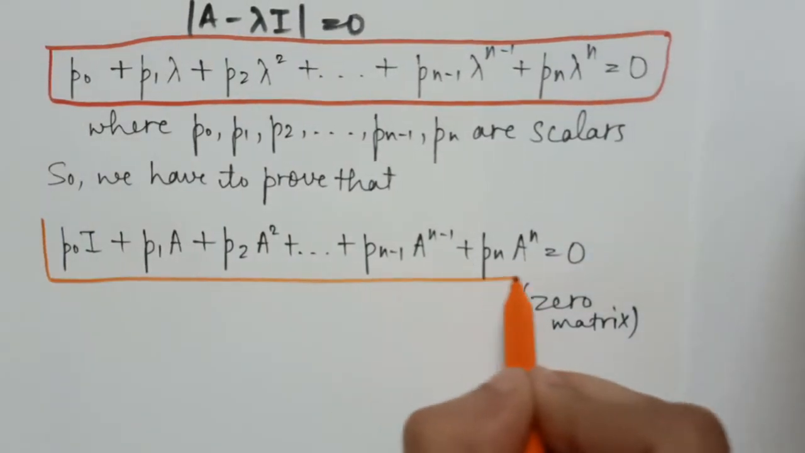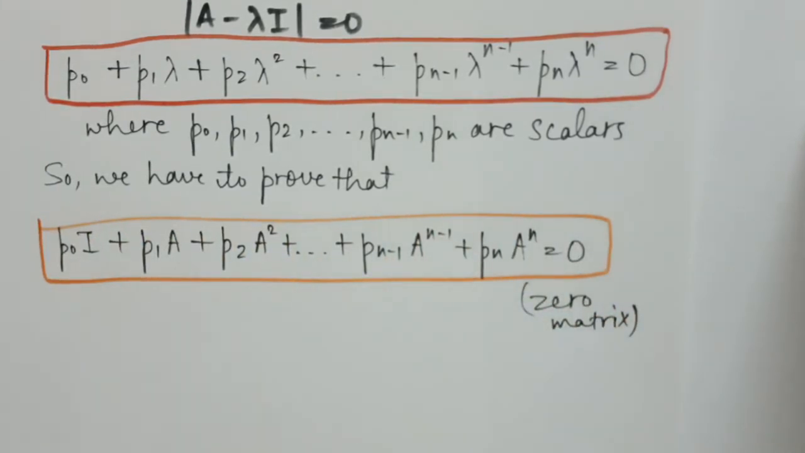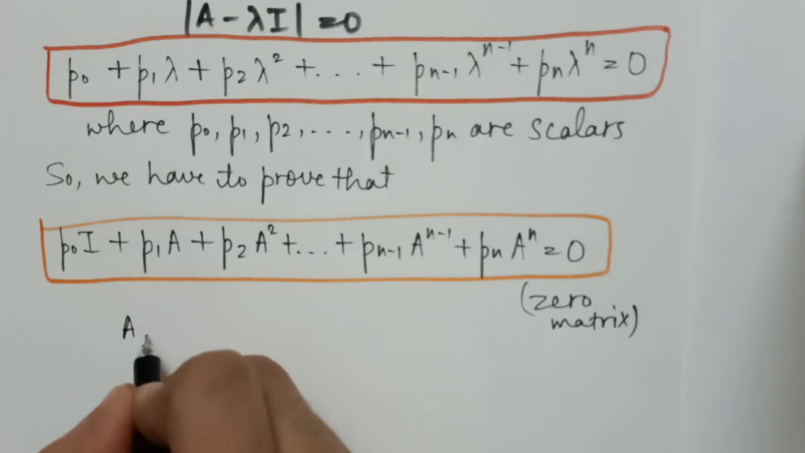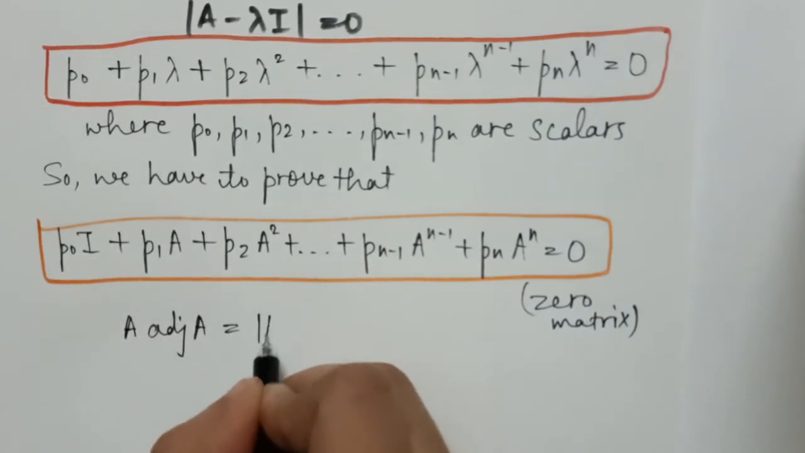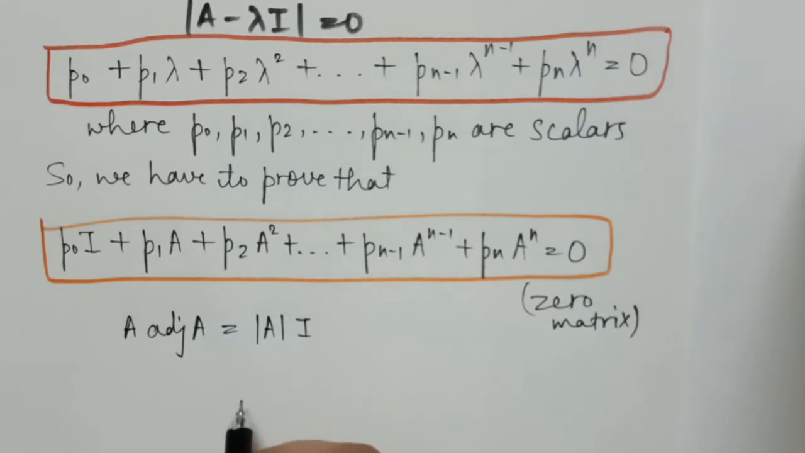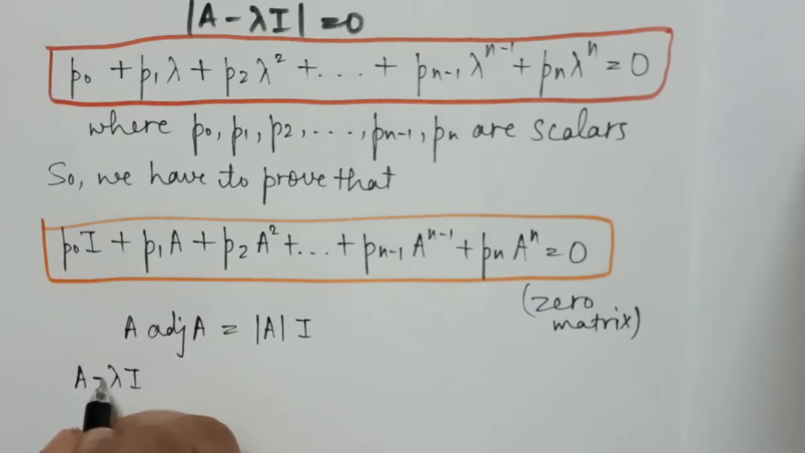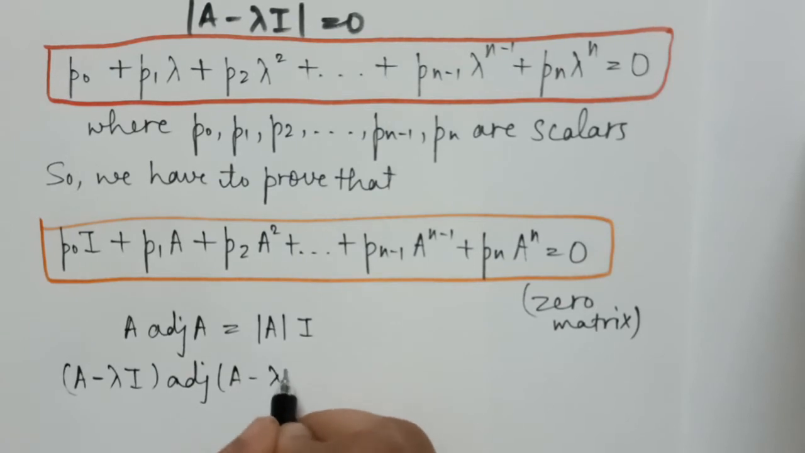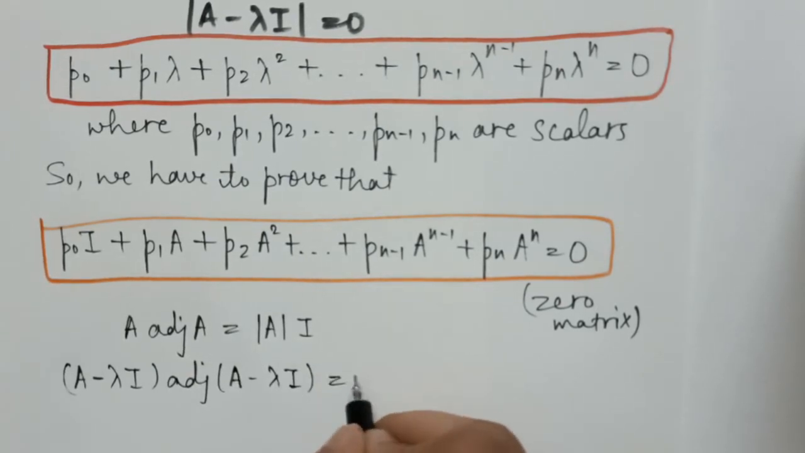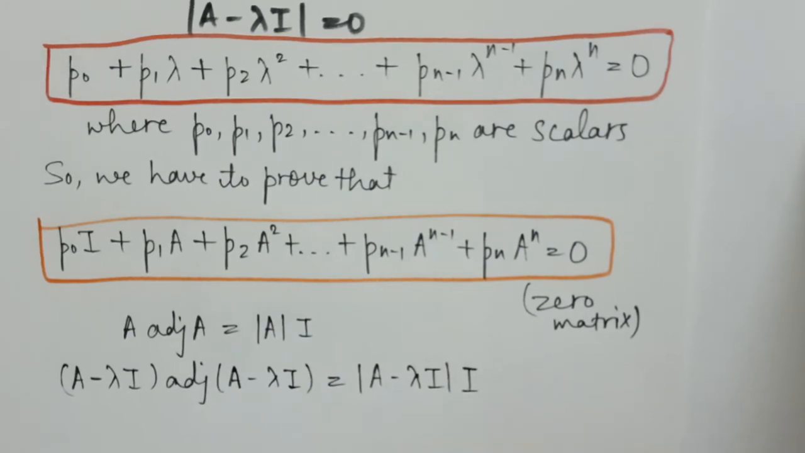So to prove this, we proceed as follows. We know an identity that A into adjoint A is equal to determinant of A into identity matrix. Using this property, we can also say that A minus lambda I into adjoint of A minus lambda I is equal to determinant of A minus lambda I into identity matrix.